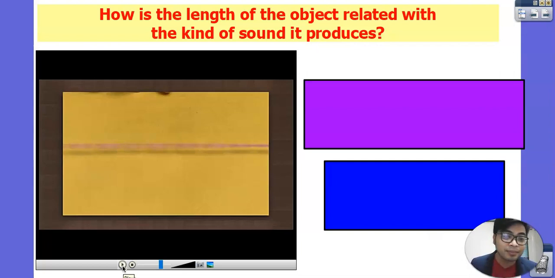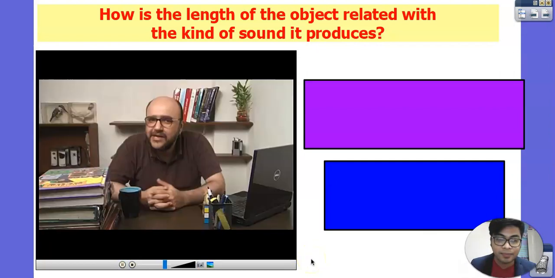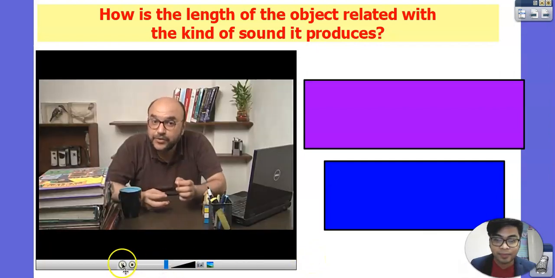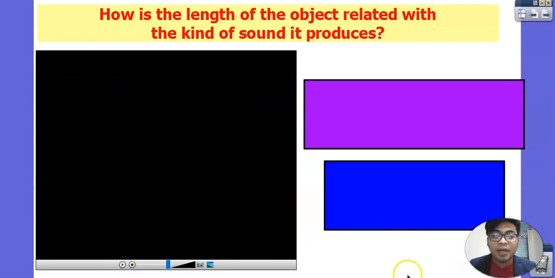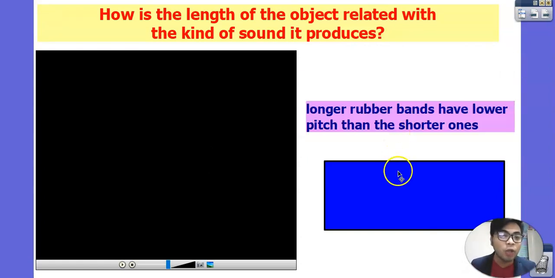So what do you think? Is it lower in pitch, or is it higher in pitch? We will not hear any sound as soon as the rubber band stops vibrating. So it is clear that sound is produced by a vibrating body. So if you notice there, if the length of the rubber band is longer, it tends to produce a lower pitch than the shorter one.